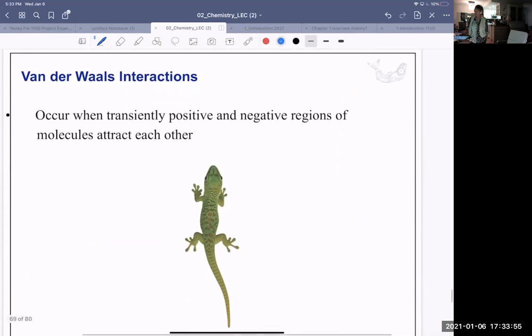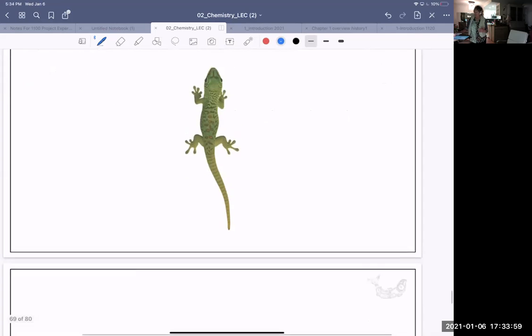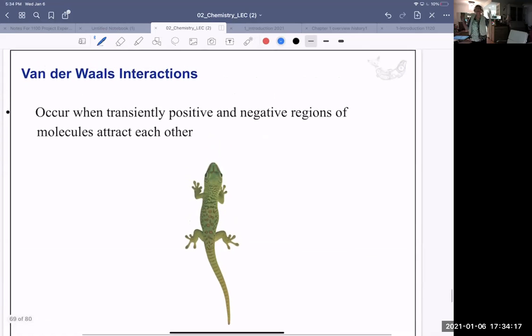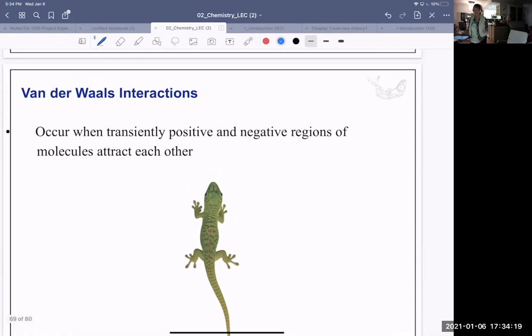Van der Waals forces are important also. This is a gecko. The gecko has these very interesting pads on its feet. The reason it can walk on the ceiling is because its pads form temporary van der Waals bonds with molecules in the ceiling. But it's temporary, otherwise the gecko would be stuck there and wouldn't be able to move, and instead of going to eat the flies, the flies might eat it.